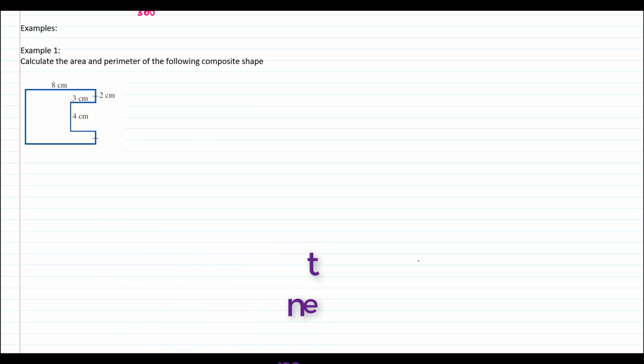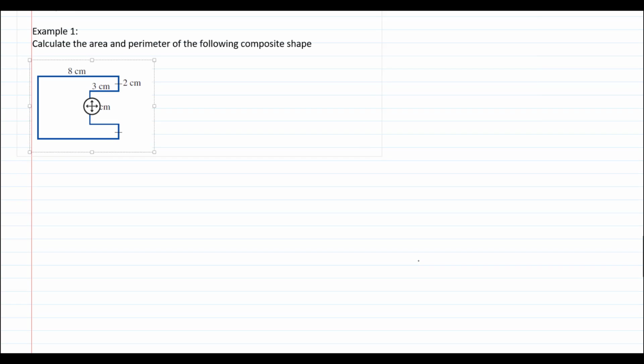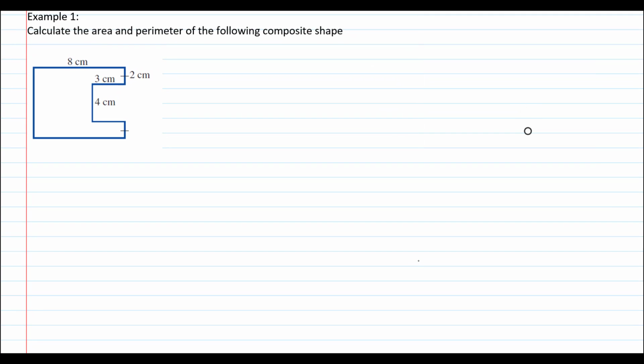And we'll start with example 1. And this is called a composite shape. It's a fairly simple composite shape, but it's a composite shape nonetheless. And what that means is that it's a shape that's a combination of a few shapes. 2, 3, maybe 10 if you're a bit unlucky. But either way, it's a composite shape, a combination.